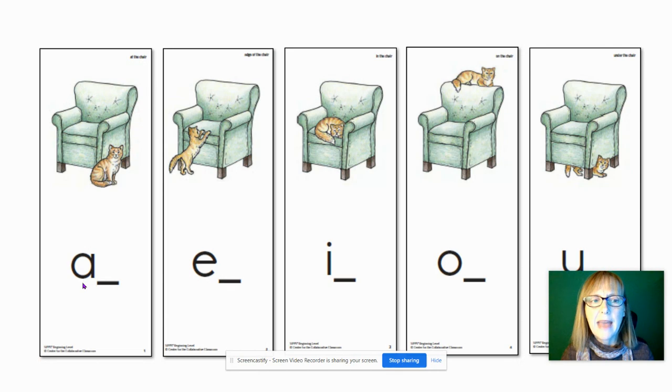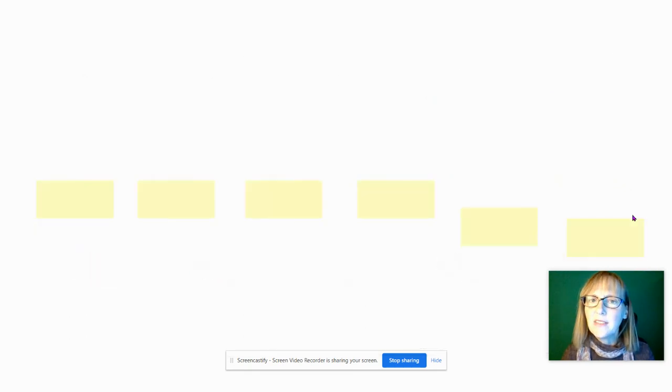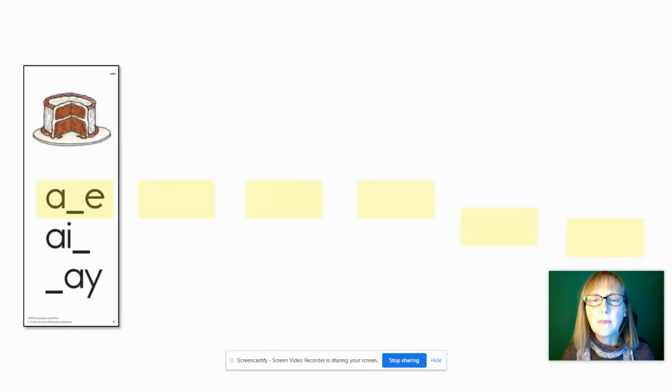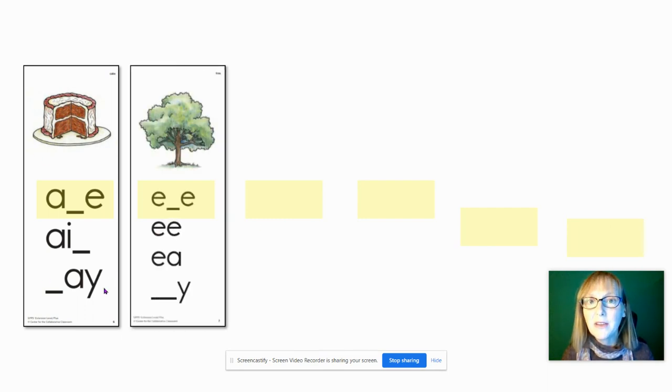And there we have all of them. A, E, I, O, U. So we have at, edge, in, on, under. Hopefully that's a good way for you to remember. The other thing we have is vowels have long sounds, and they're spelled lots of different ways. Here are 3 ways to spell the long A. We've talked about some of those. We'll continue to talk about it. 4 ways to sound out E, long E sound.